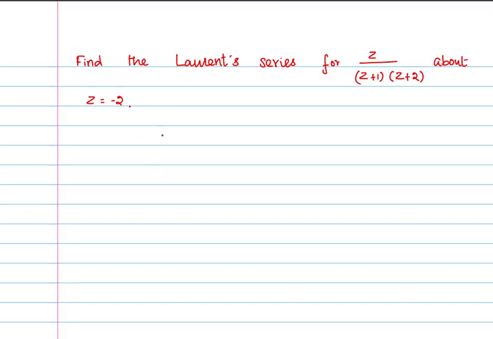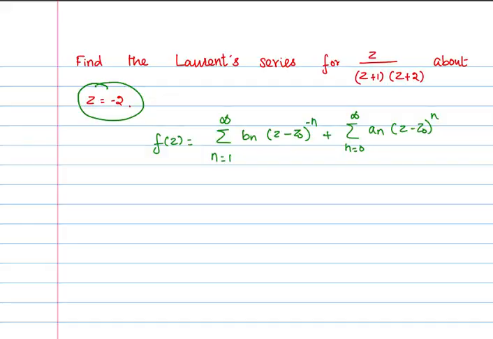So what does the Laurent series mean? f of z I can write as summation n equal to 1 to infinity b_n times (z minus z naught) to the power minus n, plus summation n equal to 0 to infinity a_n times (z minus z naught) to the power n. This is called the principal part, and this is called the analytic part. Here the problem gives z naught as z equal to minus 2.